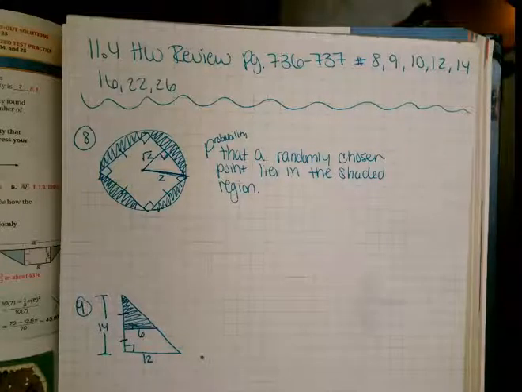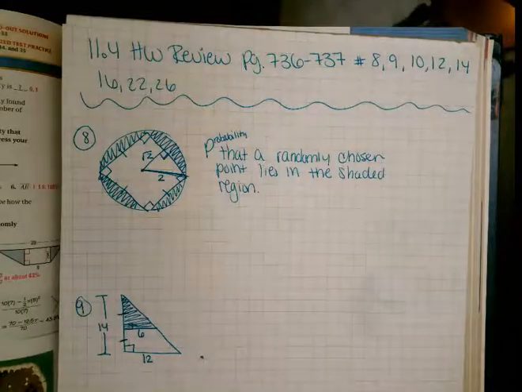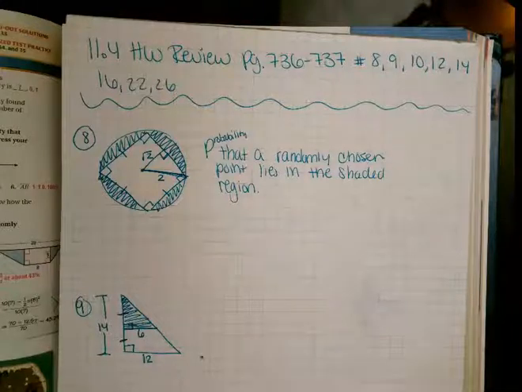Today's homework review is 11.4. And the requested problems, these were on pages 736 to 737 in the Geometry Honors textbook. The requested problems were 8, 9, 10, 12, 14, 16, 22, and 26. All right, so going on to number 8.